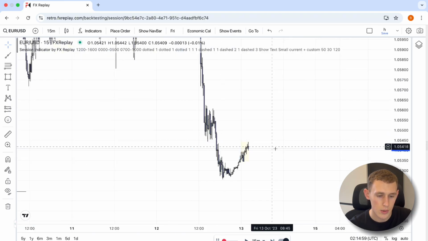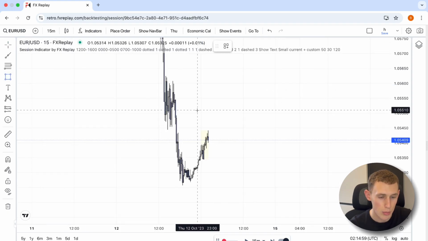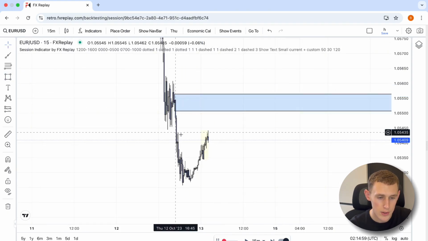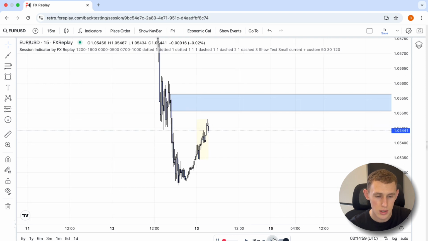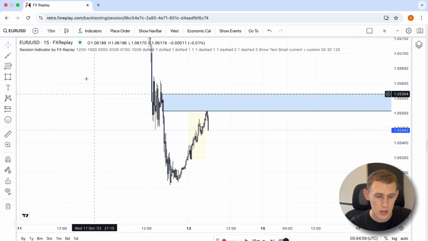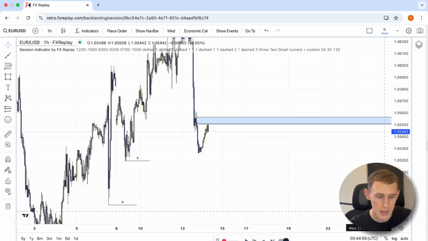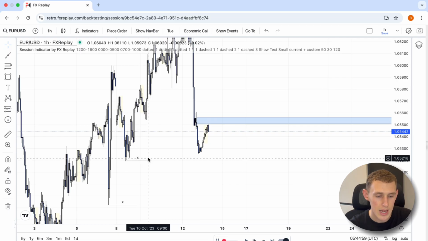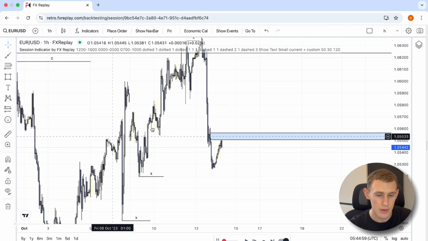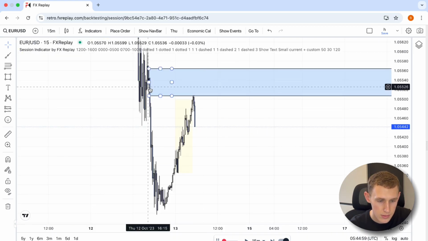Yeah, so this looks quite weak at the moment. Hasn't really reversed or broken any structure. So maybe we could look for some more selling opportunities from the supply. Yeah, so this looks nice actually. London session pushed up, swept the Asia high. We haven't yet swept the liquidity level to the left. So I'm actually going to look for some selling opportunities here.